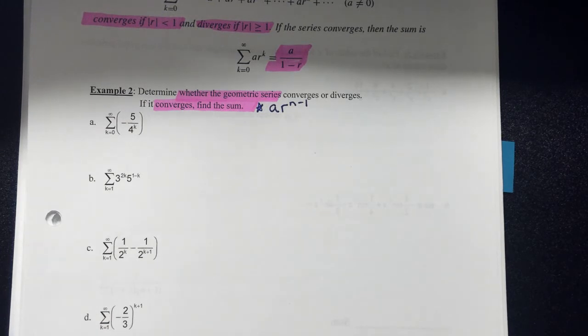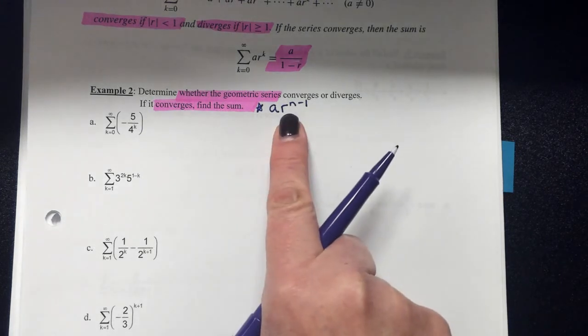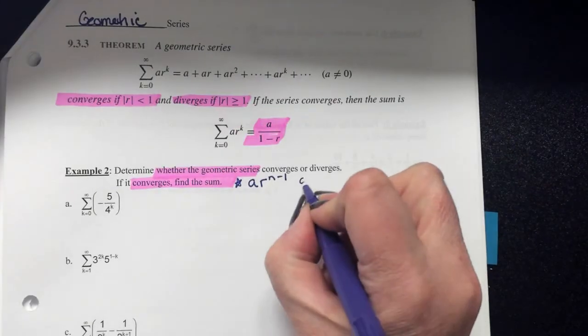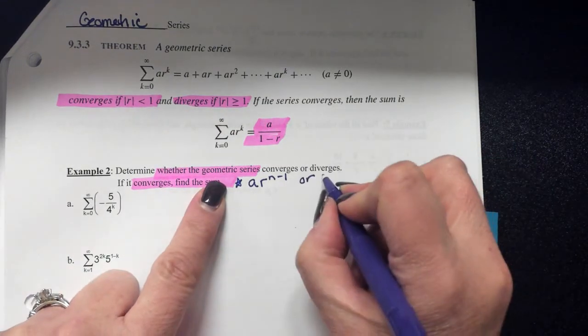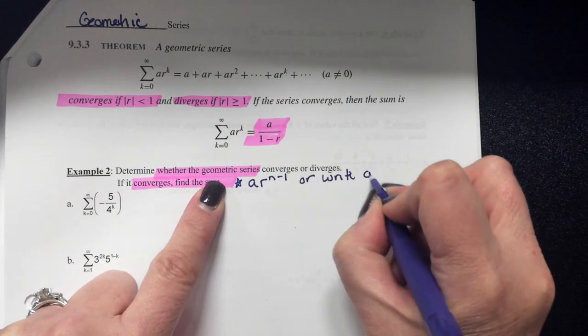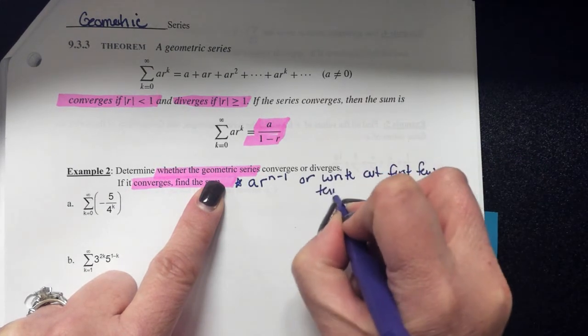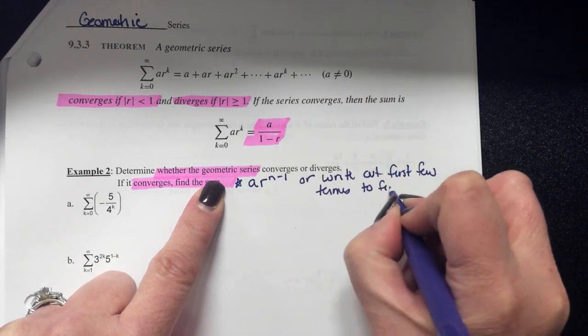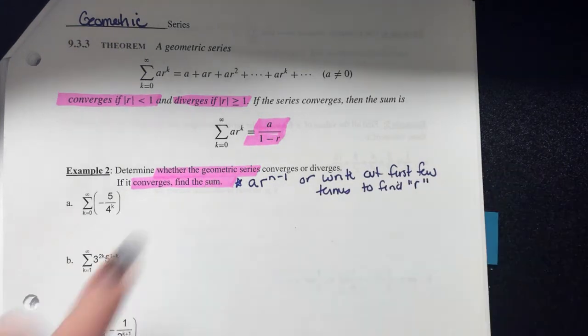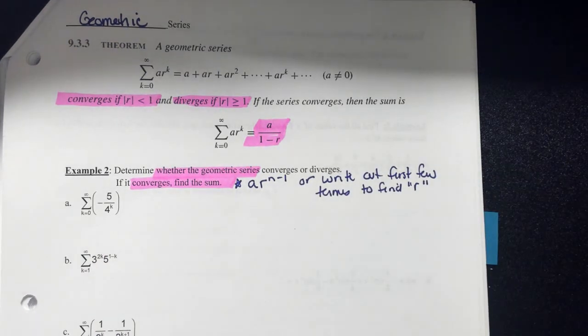So not all geometric series may be given to you with an explicit formula that's written as a times r to the n minus 1. Or what you can do, since you know it's geometric, you can write out the first few terms to find r, because they're telling you it's geometric.